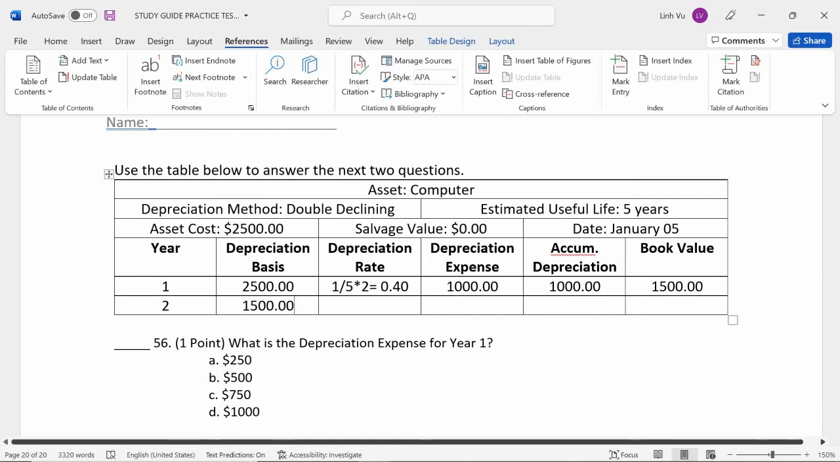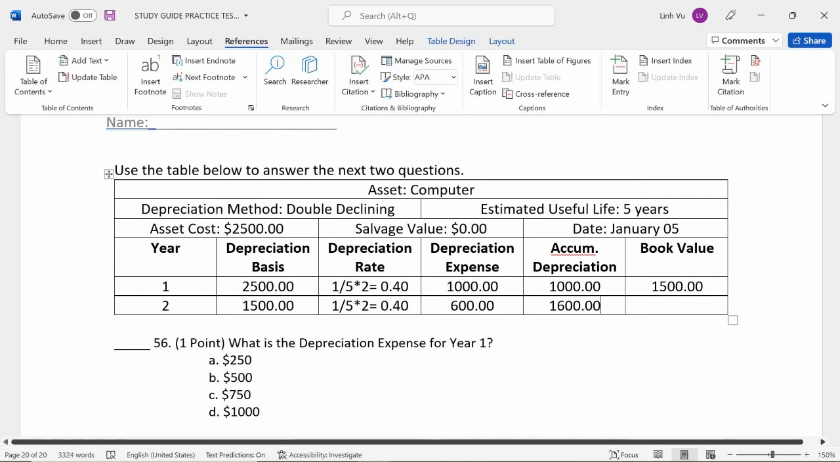So 1,500. Now what's my rate going to be? 40%. Good, right? It's still going to be the same. 1 divided by estimated useful life times 2, which is 40%. So in this case, what's 40% of 1,500? $600. Okay?